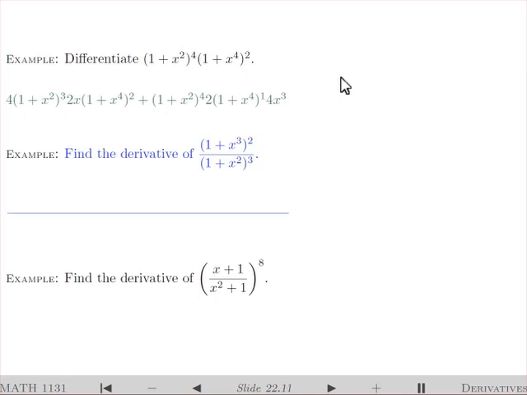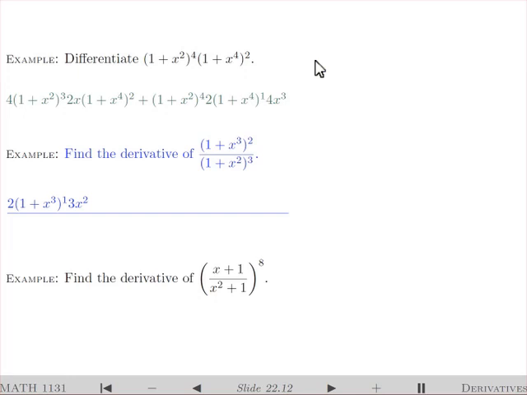So let's start. The numerator is (1 plus x cubed) to the power 2. So I'm going to differentiate that with respect to x. Since it's a power of an expression, I start with the power rule. The exponent is 2, so I get 2 times what's inside to the power 1. I must multiply it by the derivative of the inside. The inside is 1 plus x cubed. Its derivative is 3x squared. So now I have finished differentiating the numerator.